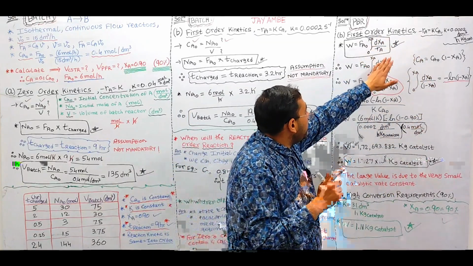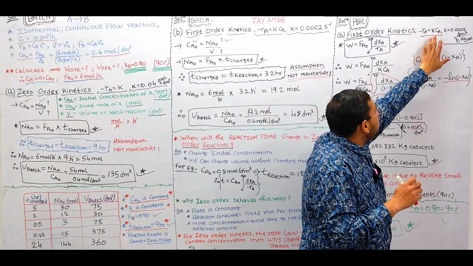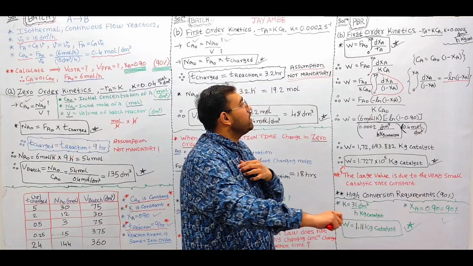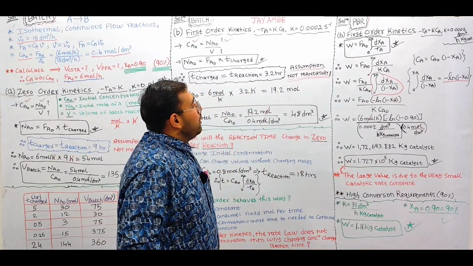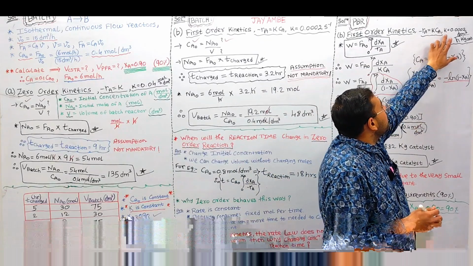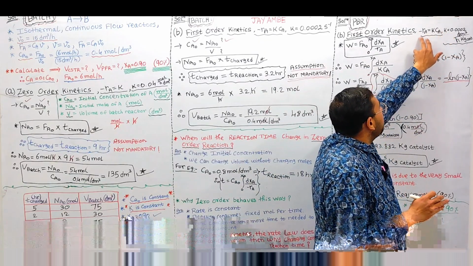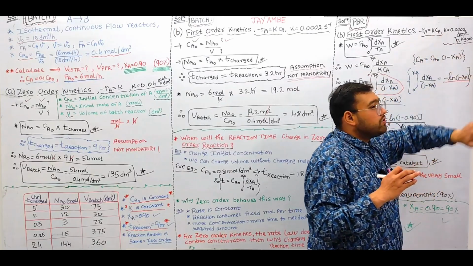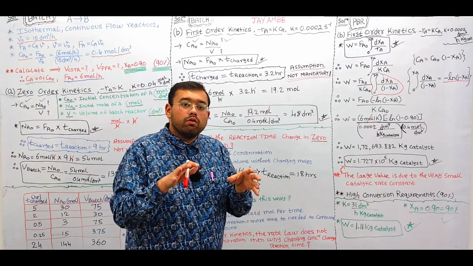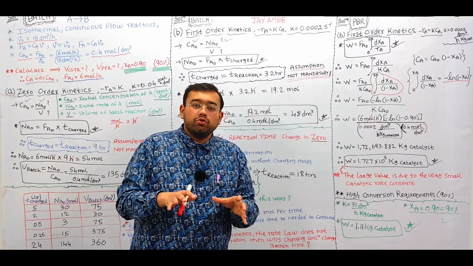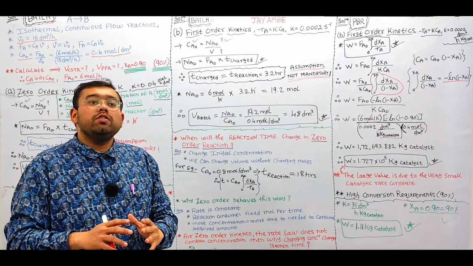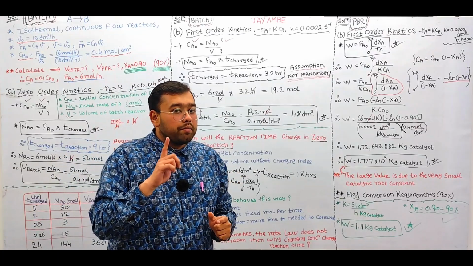For the first order reaction kinetics, the reaction rate is directly proportional to the rate constant and the concentration. Here the concentration C_A is constant, but the rate constant K varies, so the reaction rate is directly proportional to the rate constant, which means if we have a lower rate constant value, the reaction rate will also tend to decrease. Due to those reasons, we require a very large amount of catalyst in order to achieve the 90% conversion.